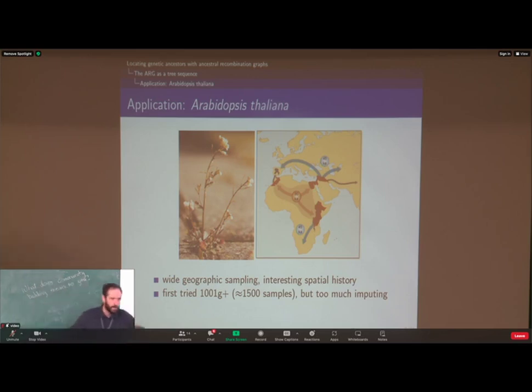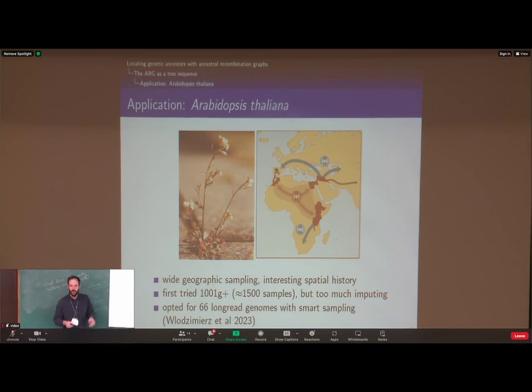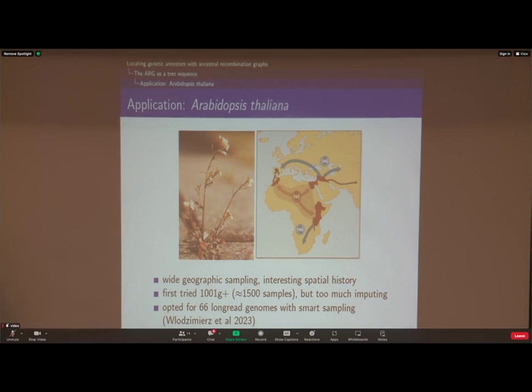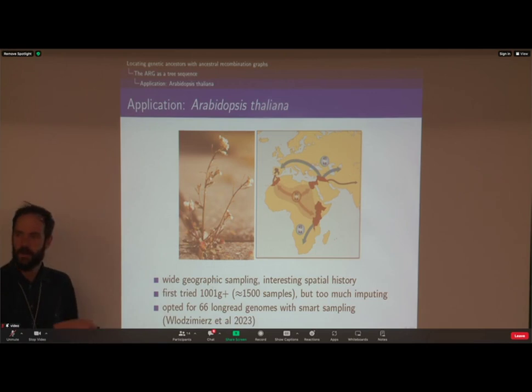We first tried using as many samples as we could get from the 1001 Genomes Project and more, but low coverage data caused us to impute too much, and that caused a bunch of difficulties that I have to talk about, but we couldn't infer the trees very well with that low coverage data. So we opted instead for a very small sample, 66 high quality long read genomes, where we could infer the trees much more accurately. And luckily, this small sample was sampled in a very smart way with knowledge of this history. So it's actually still quite a useful sample for us.